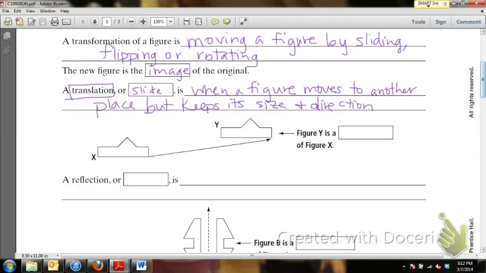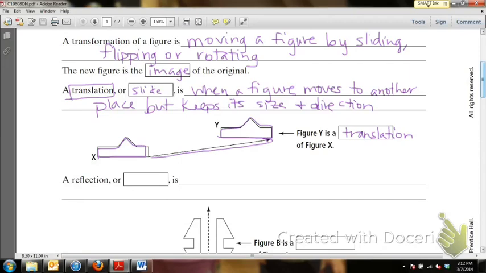Okay, so let's look at this example. So see this weird looking shape X? All we did is slide it over here. So it still is the same size. The point is still pointing up. So figure Y is a translation of figure X because all we did was slide it. Okay, so translation is the first one.